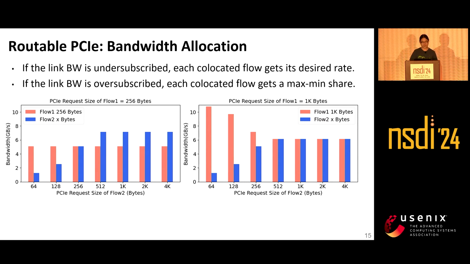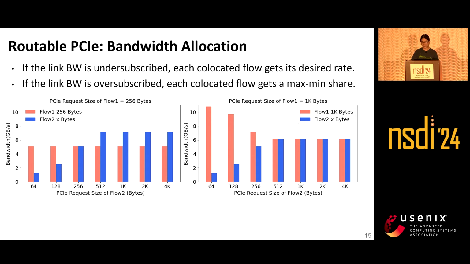We set the PCIe request size of flow 1 to a fixed number, and we vary the PCIe request size of flow 2. As the PCIe request size of flow 2 increases, we check the bandwidth share of these two flows. As we can see from the left figure, if the link bandwidth is undersubscribed, each of the co-located flows gets its desired rate, and flow 1's bandwidth is not affected by the other flow. However, if the link bandwidth is oversubscribed, as the PCIe bandwidth demand of flow 2 increases, flow 1 has to yield its bandwidth to flow 2.